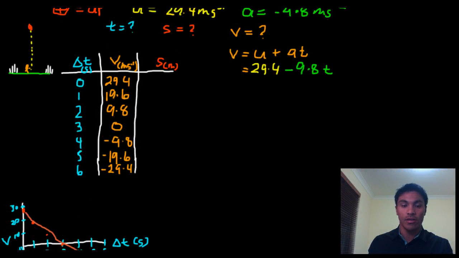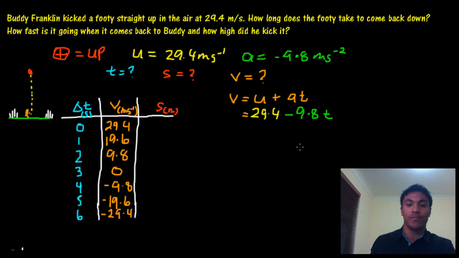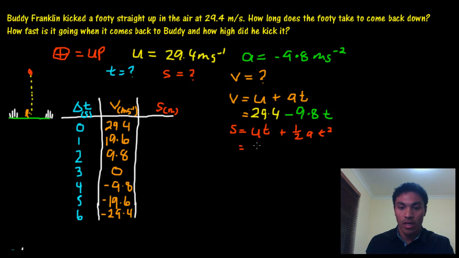So now let's do its displacement. Our displacement, we can calculate, equals ut plus half at squared. Okay, so if we revise that, our u is 29.4. Let me put that in yellow.